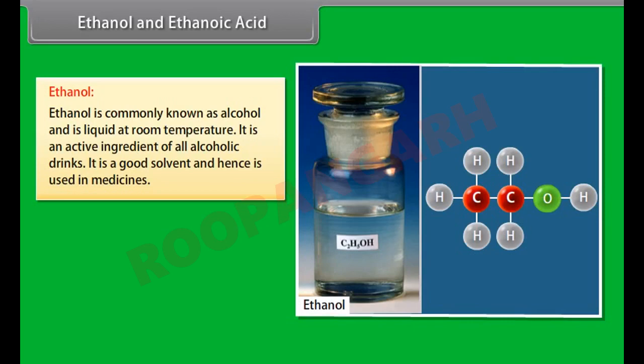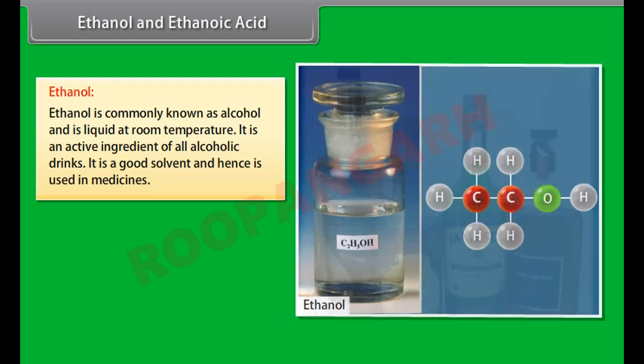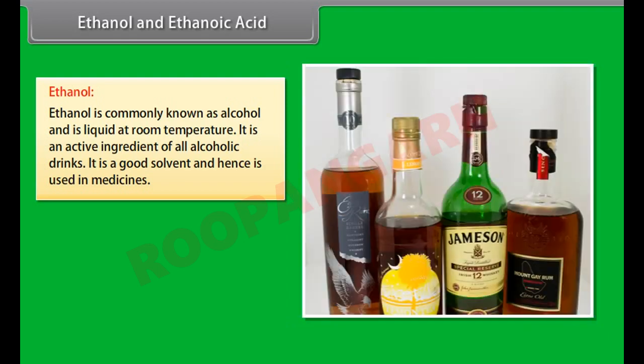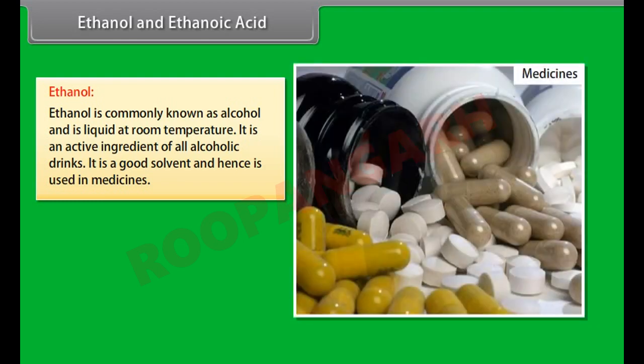Ethanol. Ethanol is commonly known as alcohol and is liquid at room temperature. It is an active ingredient of all alcoholic drinks. It is a good solvent and hence is used in medicines. Consuming small quantities of dilute ethanol leads to drunkenness, but intake of a small quantity of pure ethanol can lead to death.